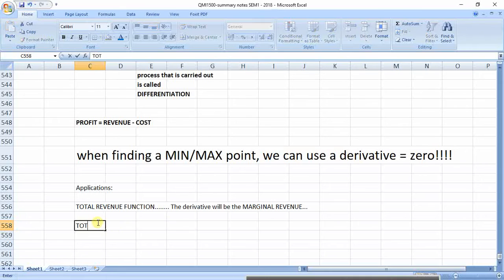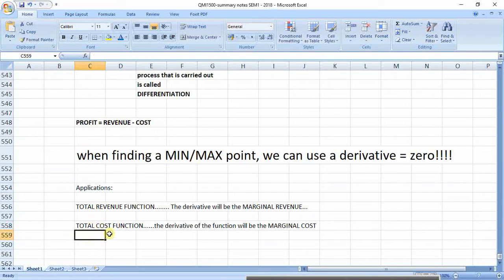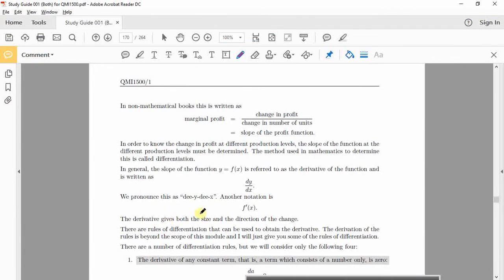The same thing with the total cost function: the derivative of the function will be the marginal cost. That's how it works. Whatever the function is, if you derive the derivative from the function, you get the marginal whatever it is.